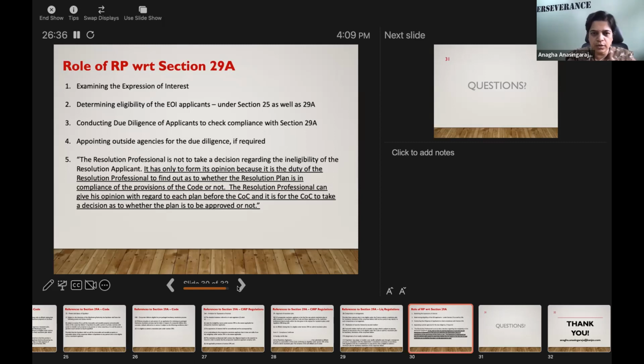Now, what we had understood was that it is the RP's duty to decide the eligibility. But based on this decision, it appears that even though in your opinion you may feel that a particular applicant is not eligible, you have to place your opinion before the COC and let the COC take a call whether this person is going to be deemed eligible under 29A or not. So this was about 29A.